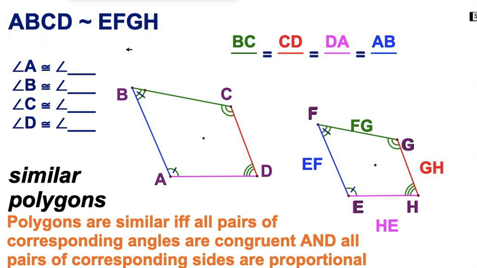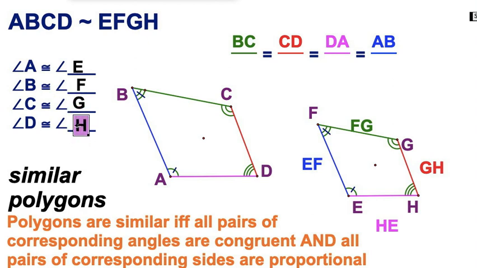Just like with congruence, we've got to list them in order. A is the first letter, E is the first letter there. So the A matches the E, the B matches the F, and C matches the G. So angle C is congruent to angle G, and you can see by the congruence tick marks as well. And D is congruent to H.